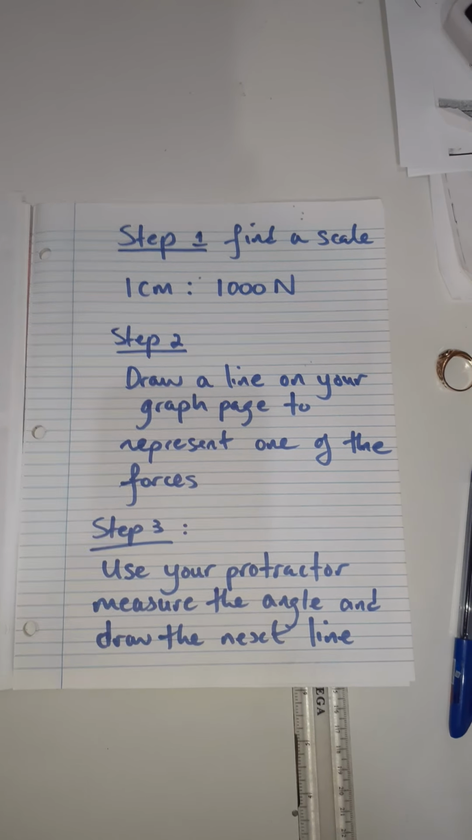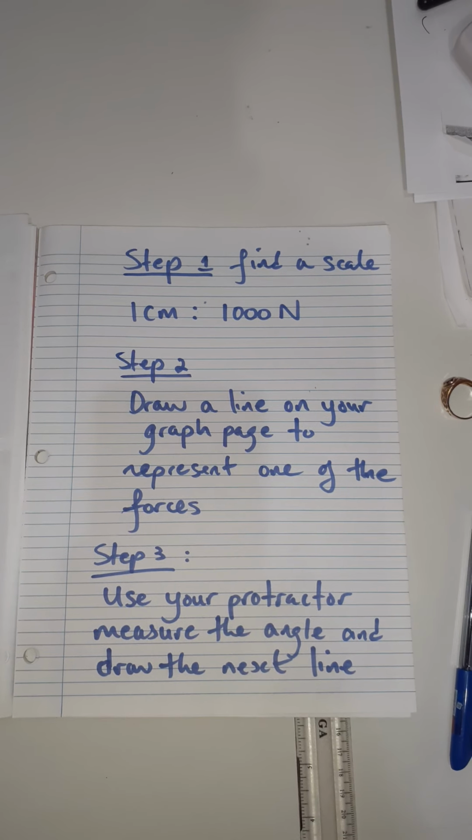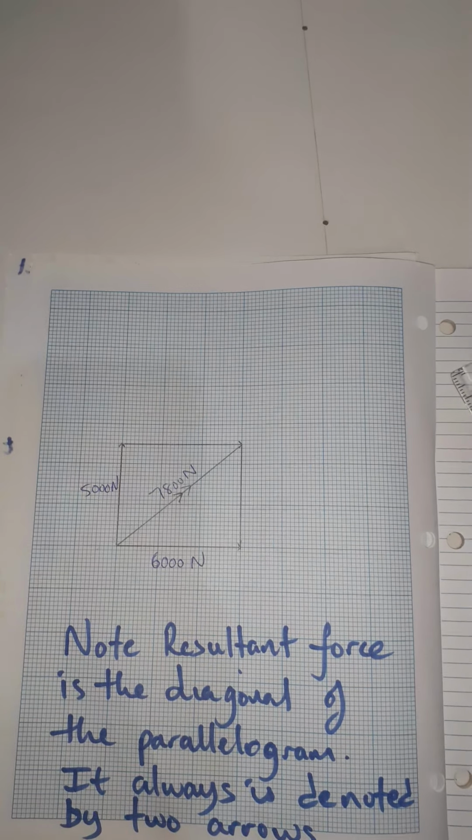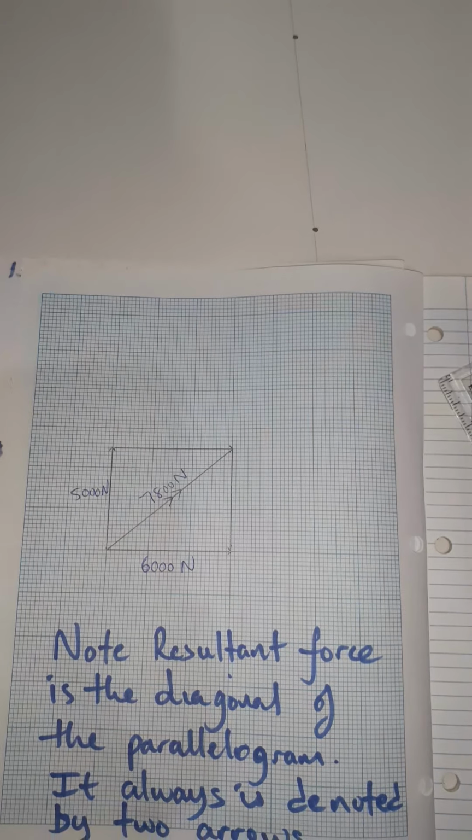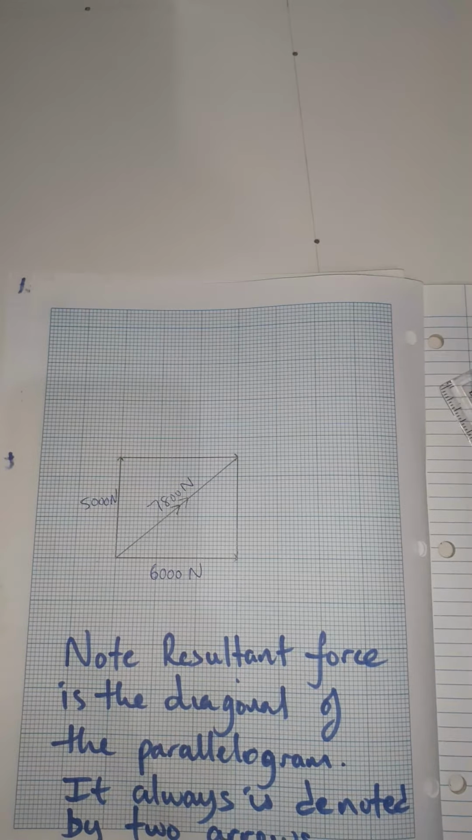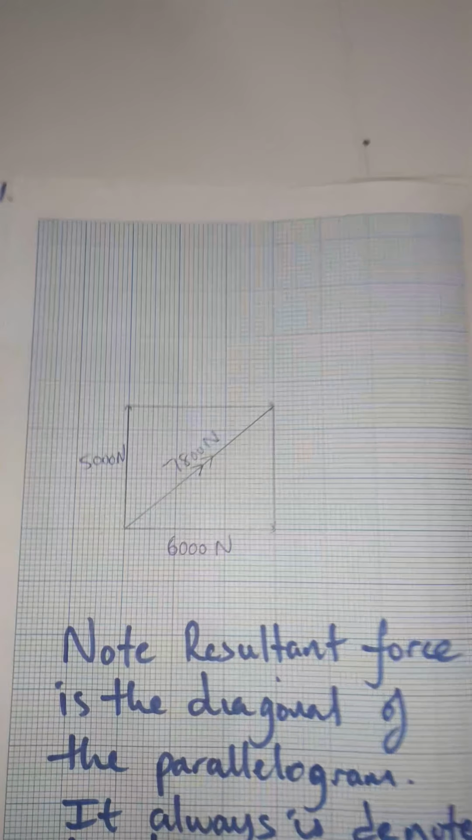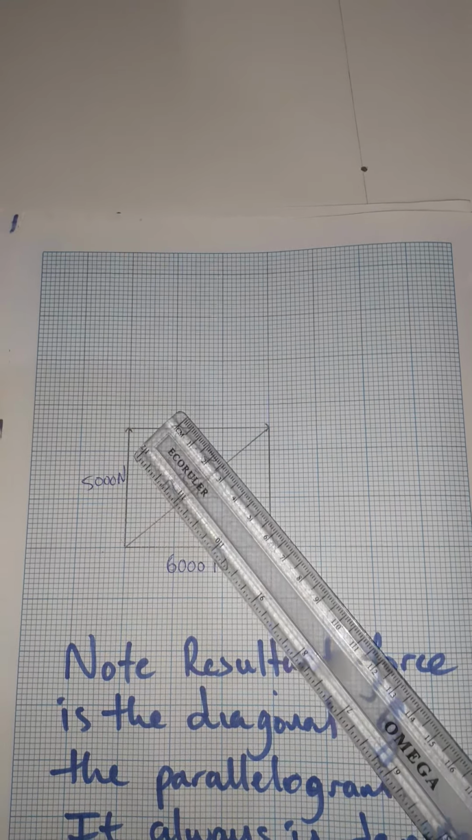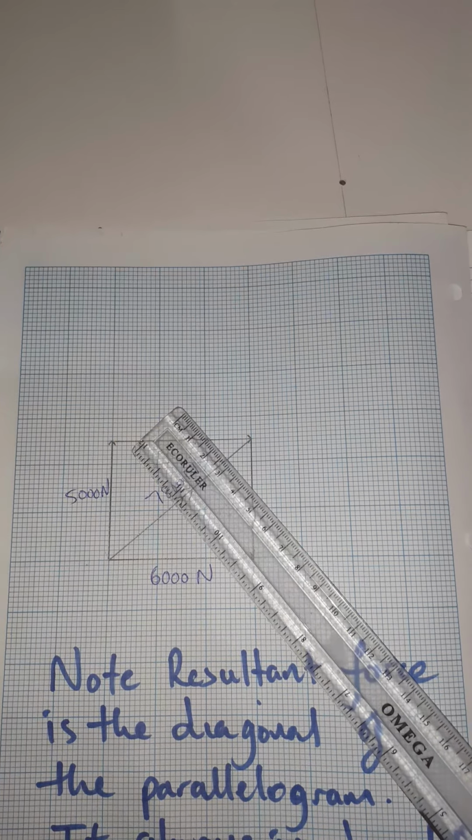Our third step is to use a protractor and measure the angle, right, and draw the next force or the next line. Definitely, in this case, the angle was 90 degrees. So you really didn't need a protractor, but the angles are not always 90 degrees between the two forces. So you're going to have to use your protractor to measure the angle correctly. You cannot average because this is an accurate scale diagram. So I drew the other force here, 5,000 newtons, and it's 5 cm long, as you can see.